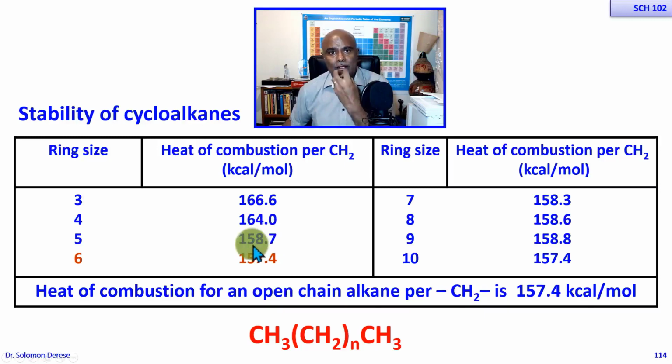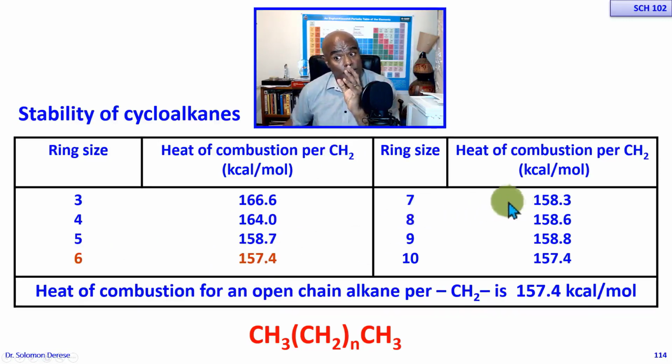And then for cyclopentane, you remember the bond angle of cyclopentane, assuming that cycloalkanes are like regular polygons, the bond angle was 108, which is the closest to the ideal 109.5 degrees. So based on that, if that was the case, we should expect the heat of combustion per CH2 of cyclopentane to be the lowest, but that's not the case. The cycloalkane that has got the lowest heat of combustion per CH2 is cyclohexane.